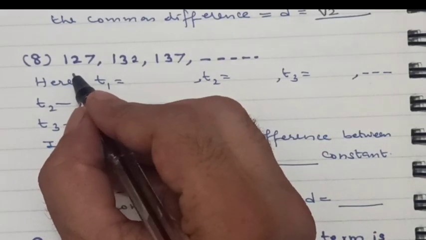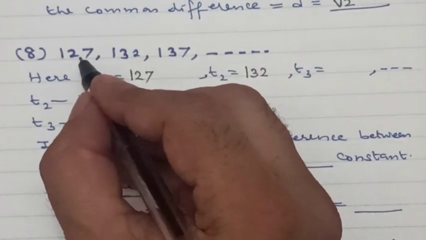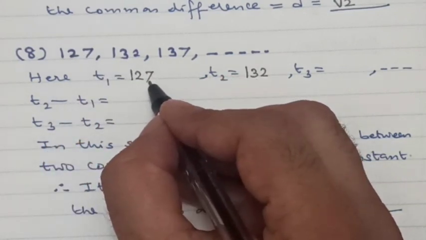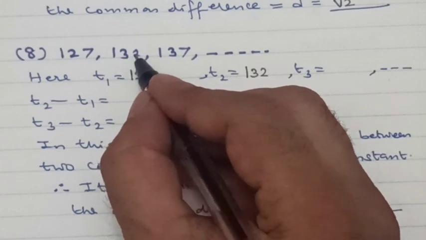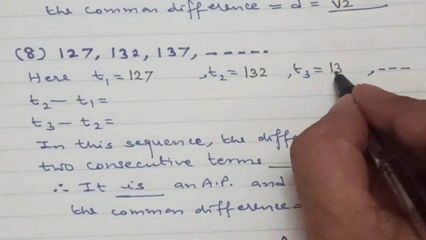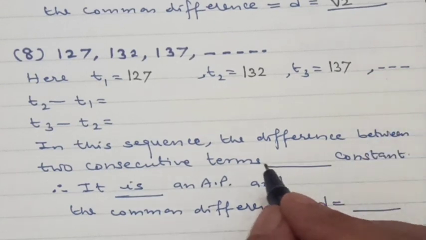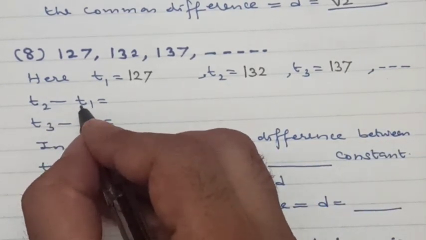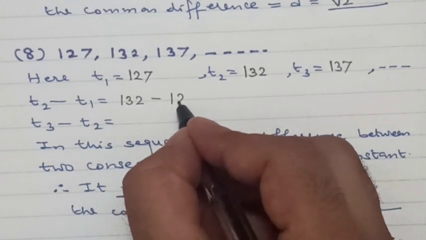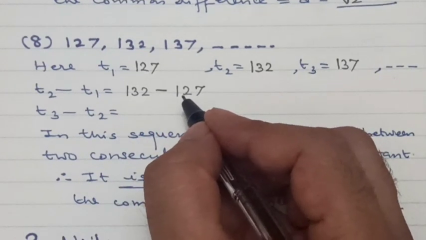Eighth question, 127, 132, 137, and so on. Let's write the first term, which is t1 is equal to 127. Second term, which is t2, is 132. Third term, 137, which is t3, and so on. Find the differences. t2 minus t1. t2 is 132, t1 is 127. So 132 minus 127 will give you 5.